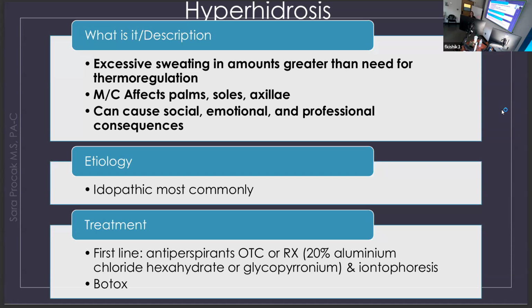With the aluminum chloride hexahydrate, you want to tell your patients, especially since they usually use this under the axilla, to make sure that their skin is cool and dry before applying it. If they apply it to wet skin, sometimes it can cause irritation.